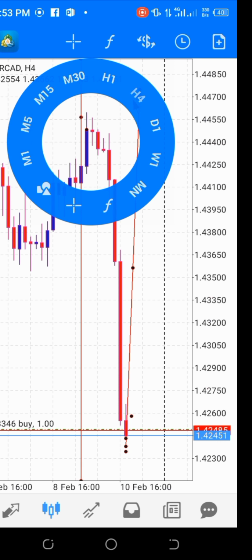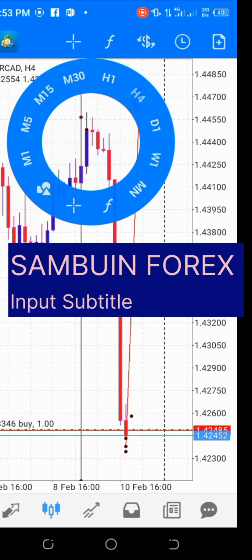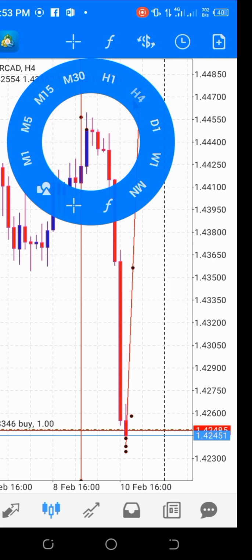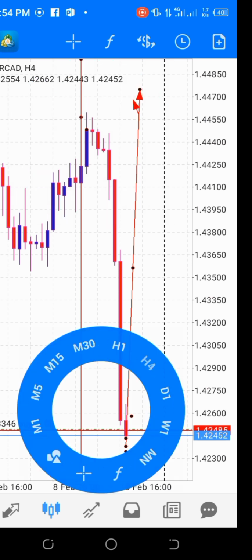To sell means to go short and to buy means to go long. So if you place a sell trade here, you are shorting the trade. When you see the red line, it means the market price is selling. Normally the blue line stands for buy. So when the market has reached here, you have made a huge amount of money.